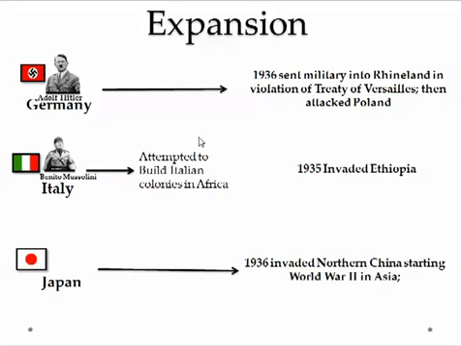In the Treaty of Versailles, Germany promised and signed and agreed not to militarize Germany again. Well, Adolf Hitler goes against that and sends the military into the Rhineland, and in a minute we're going to look at where the Rhineland is in Germany. And that was a violation of the Treaty of Versailles.